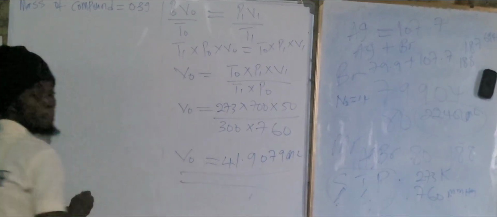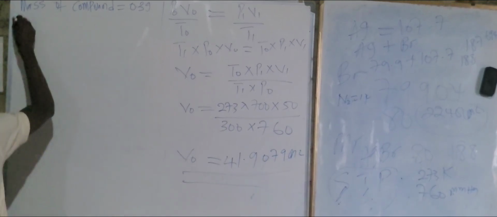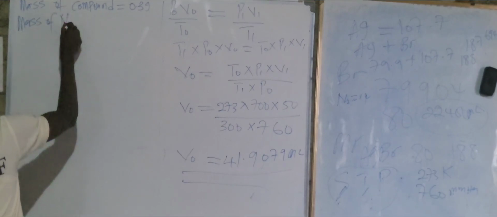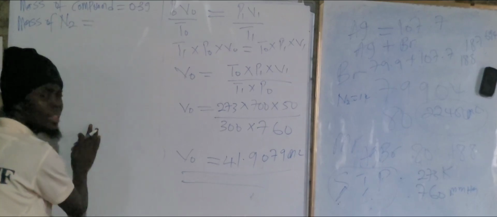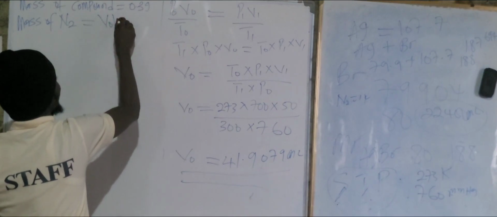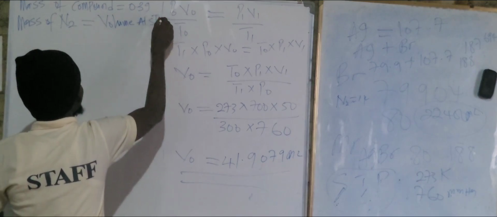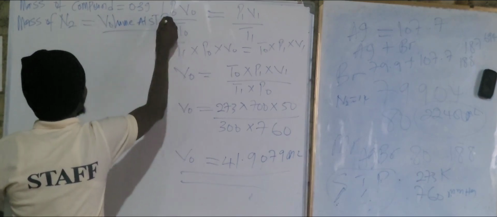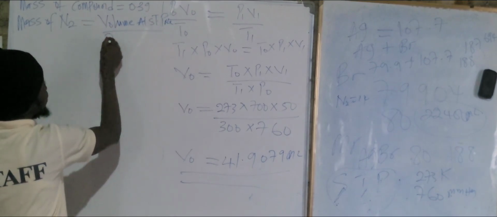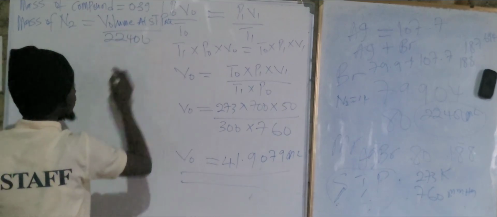Now we go again. So what do you have now? We have to look at the mass of nitrogen, right? The mass of nitrogen is equal to the volume at STP of N2 all over the constant, 22400. Are we clear? Yes, sir.